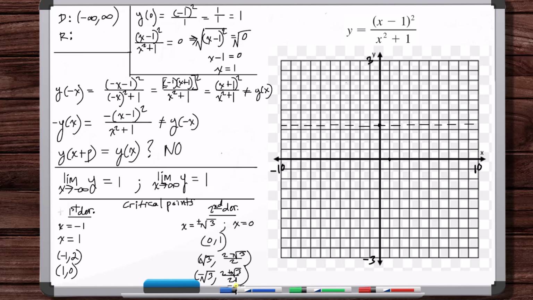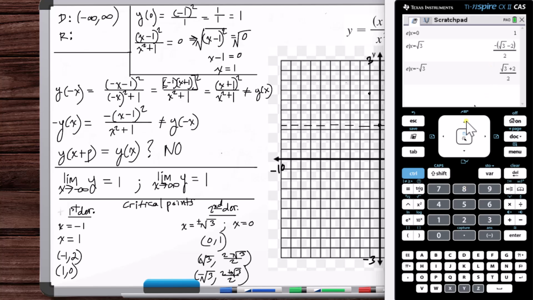Okay, now let's plot these points. All right, (minus 1, 2): 0.3, 0.6, 0.9, 1.2, 1.5, 1.8, 2.1, so about right there. All right, (1, 0) is here. (0, 1) is here, so now root 3. And then, okay, let's see. First of all, root 3 is what?